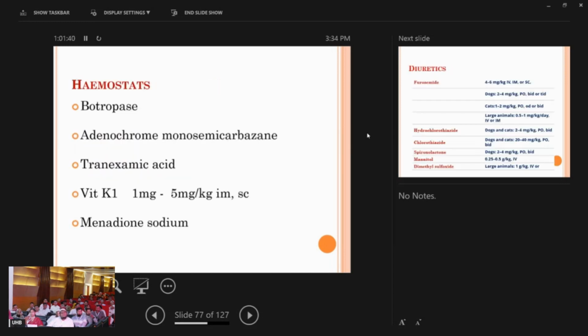And hemostats, both of these: adenochrome monosemicarbazone, tranexamic acid, and vitamin K are hemostats. These are agents which control bleeding. For example, in a case of epistaxis or uterine prolapse, all these cases are to arrest the bleeding. You can use all of these. Vitamin K1 is the naturally occurring form. Menadione sodium bisulfite is a synthetic vitamin K.